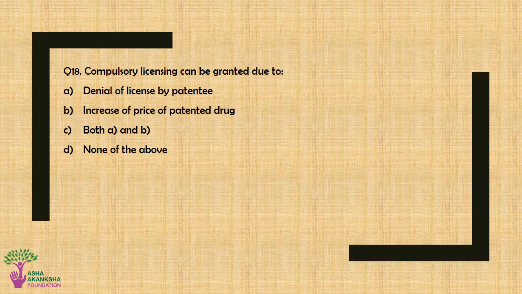Question number 18. Compulsory licensing can be granted due to option A, denial of license by patentee, option B, increase of price of patented drug, option C, both option A and option B, or option D, none of the above. The correct answer for this question is option C, both option A, denial of license by patentee, and option B, increase of price of patented drug.